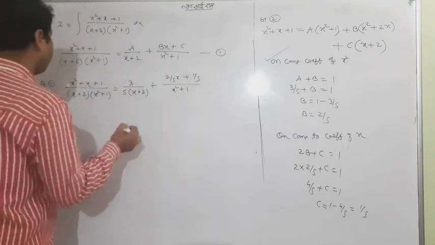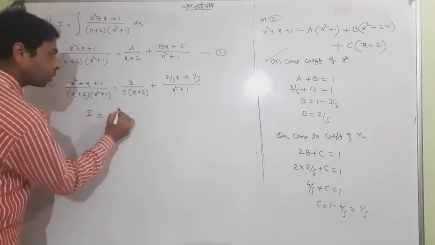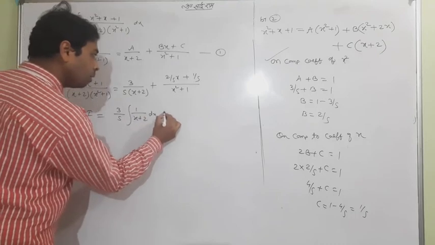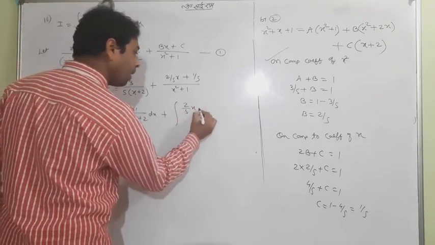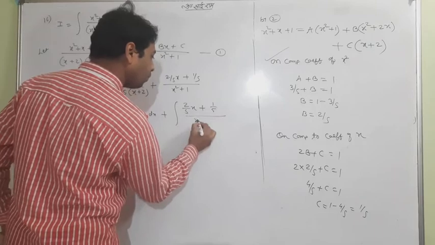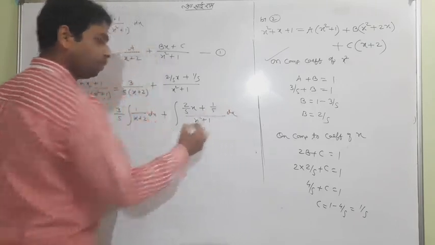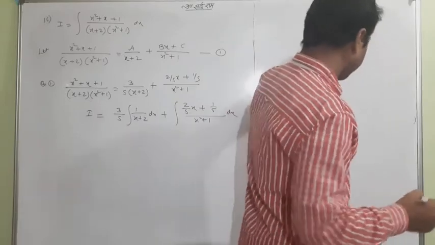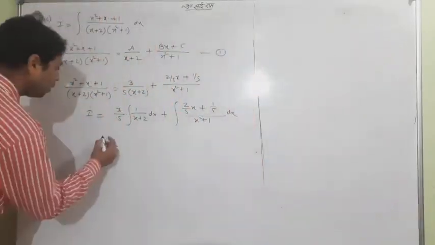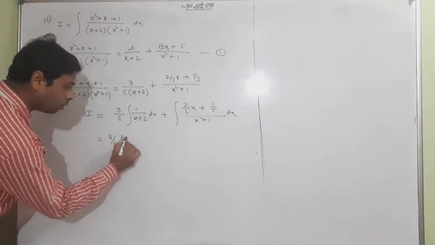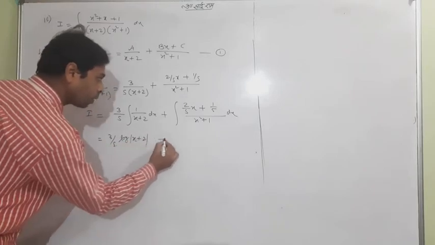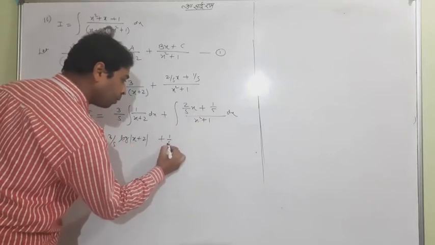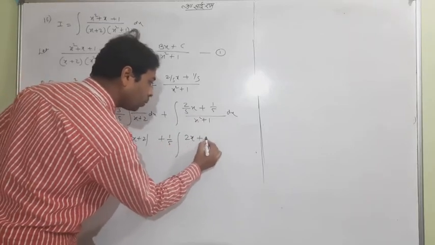Now I tell you, I equal to integration. 3 by 5 will come outside, and it is 2 by 5x, 1 by 5, x square plus 1 dx. It's time to integrate now, student. See carefully how we integrate that term. Look, it is very easy. That's log of x plus 2. What about that? The 5 and 5 will be common. So what remains is 2x plus 1.